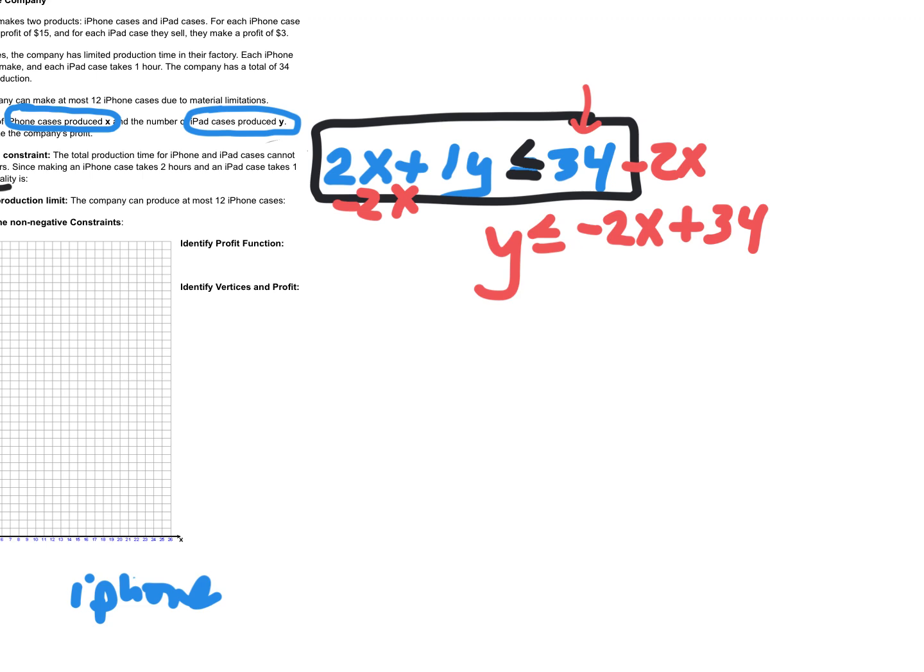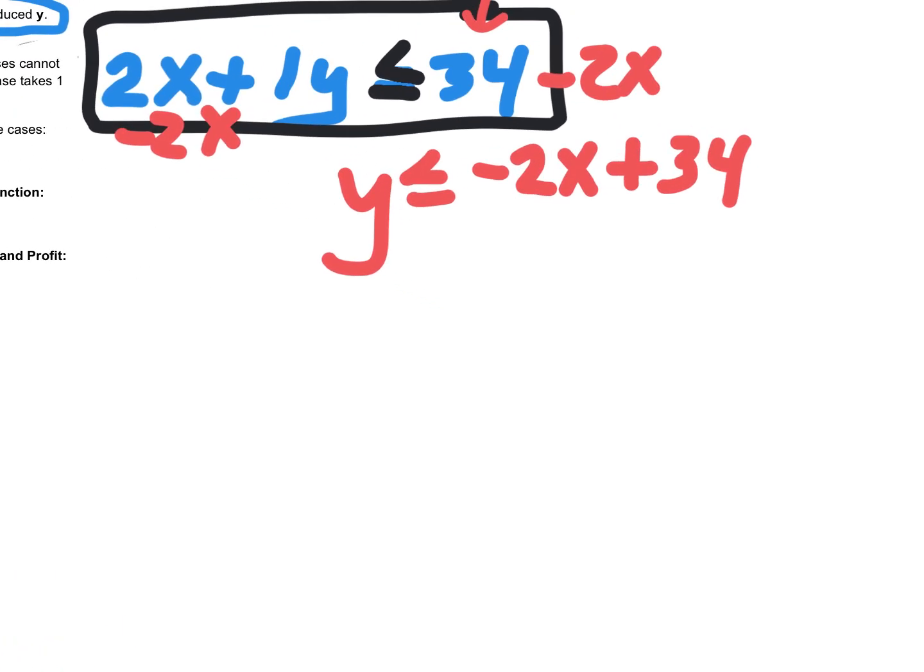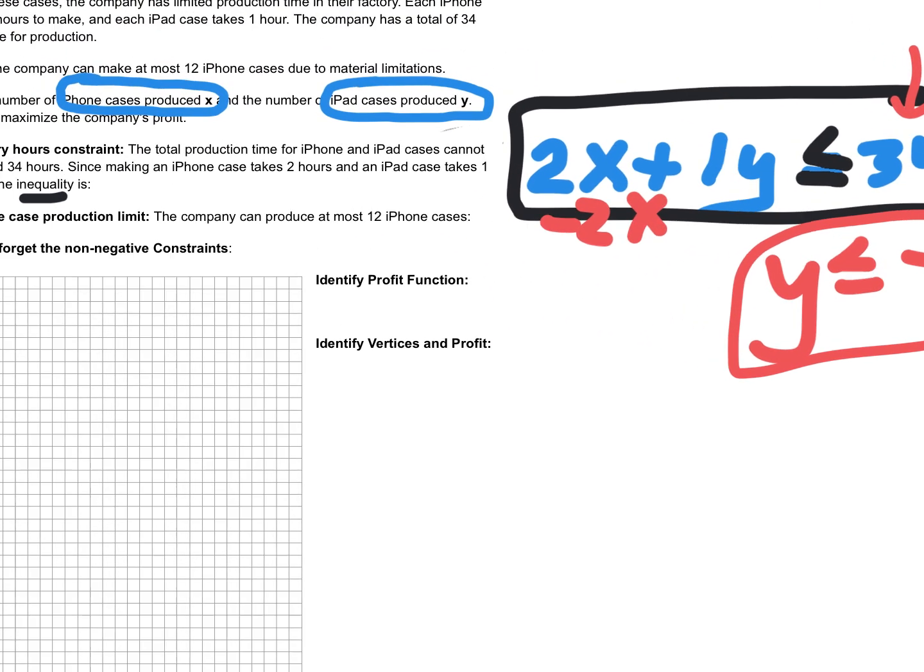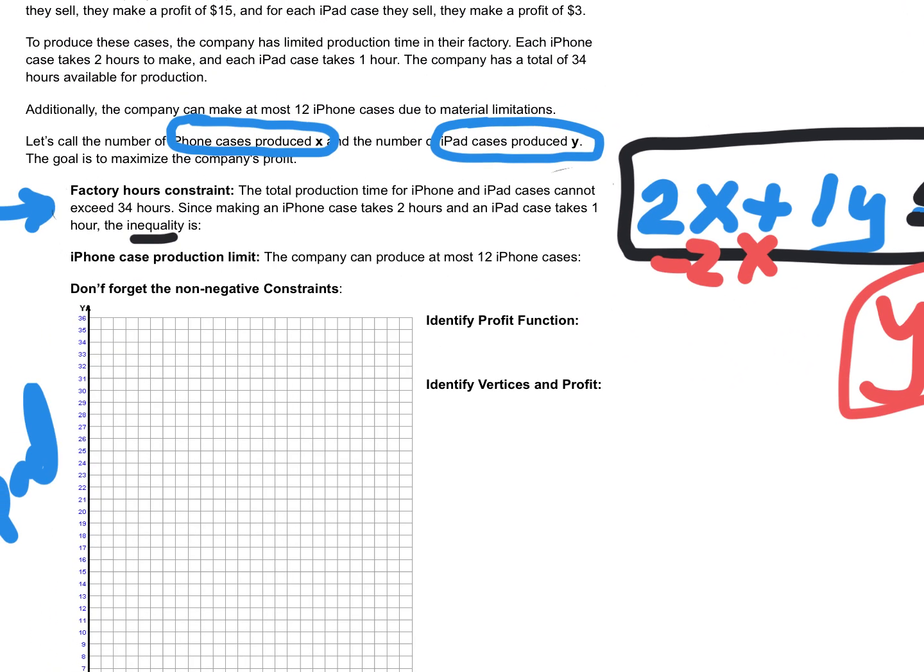Now, if I was going to graph this, let's do that later. I know you could do it now, but let's finish writing our equations. Here's the next equation. iPhone case production limit. The company can produce at most 12 iPhones. Figure out how to write an equation for that. It is simple. But if you don't have that equation, you can't finish the problem.